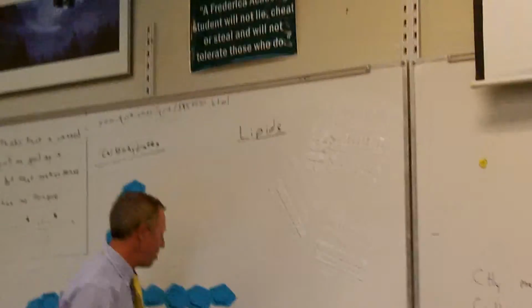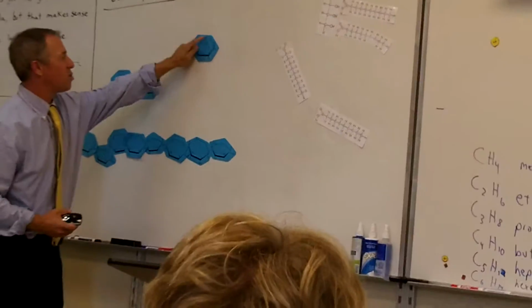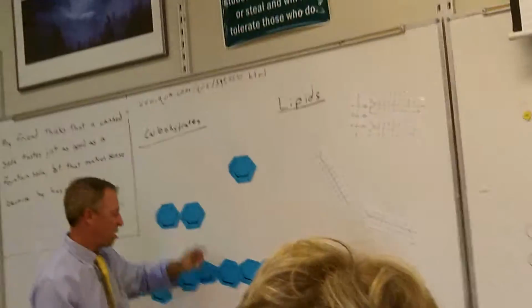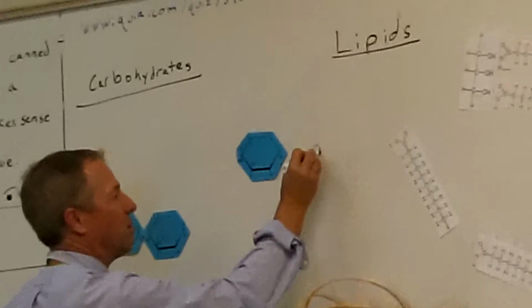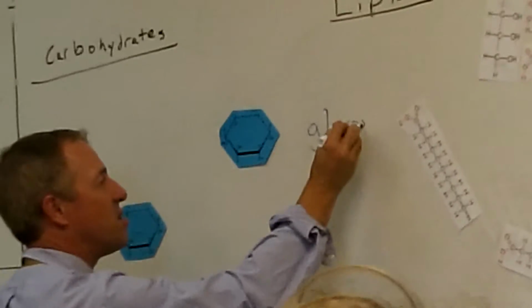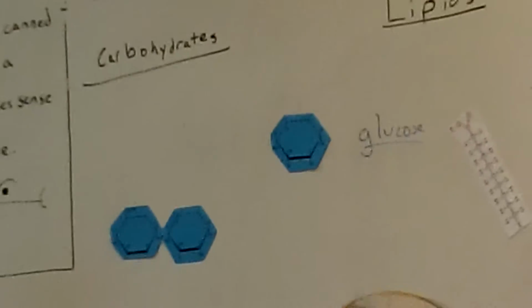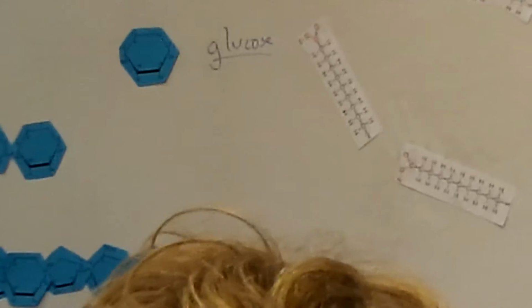I want to show you all a couple molecules that you'll need to become familiar with. This hexagon-looking thing up here, you'll need to know that it's called glucose. Can you say glucose? Glucose is the sugar that's in your blood right now. It's blood sugar. You've got sugar floating around in your blood as we speak.